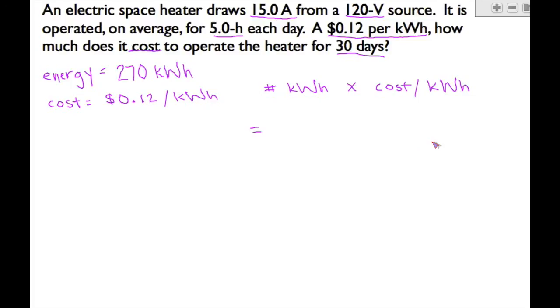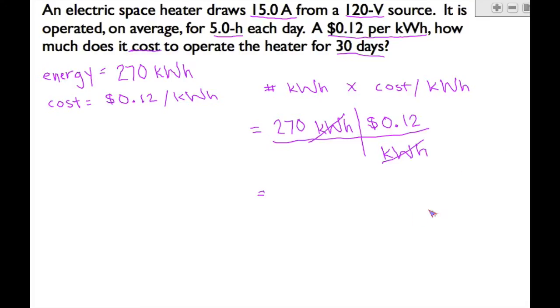So my energy is 270 kilowatt hours, and my cost is 12 cents a kilowatt hour. So this is going to cost me $32.40 to run the space heater 5 hours a day for a month. And that's how you do kilowatt hour problems.